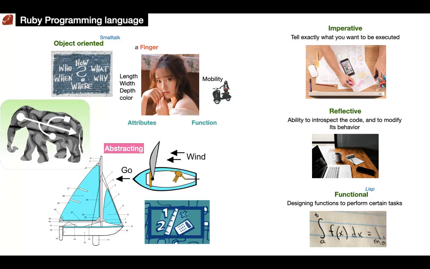Ruby is also an imperative, reflective, and functional language. Imperative, as in you must utter exactly what must be done. Reflective, as in having the ability to reflect, as in to ask a piece of code about the attributes and functions that it has defined, and to have the ability to add extra behavior or functionality dynamically. Functional, as in designing functions to perform certain tasks. The OOP side of things was affected by Smalltalk, and the functional side of things was affected by Lisp.